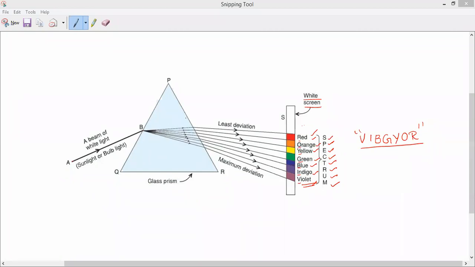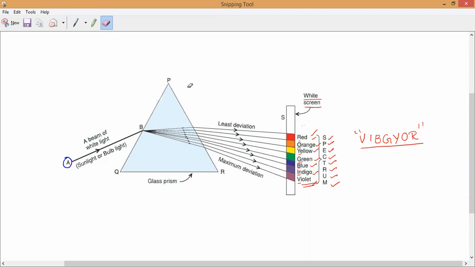Now you can see here, I am taking a beam of white light. What is the name of that beam of white light? A beam of white light, AB, is inserted on a glass prism at a point. What is that point called? We are inserting at point B. So a beam of white light AB is passed into a glass prism PQR.